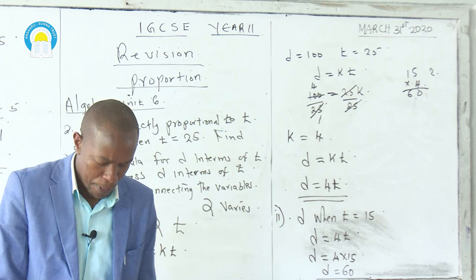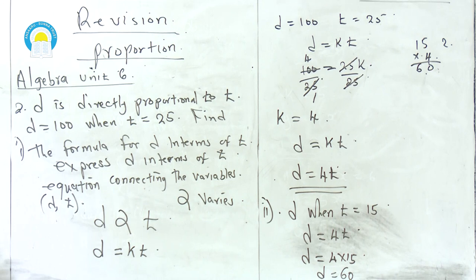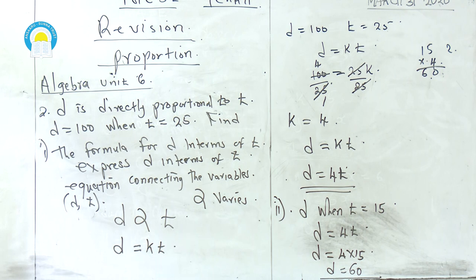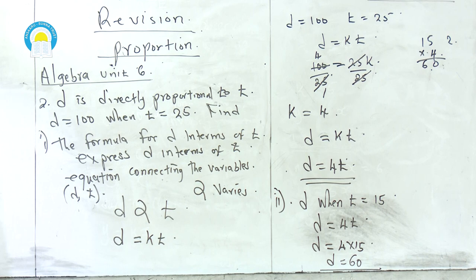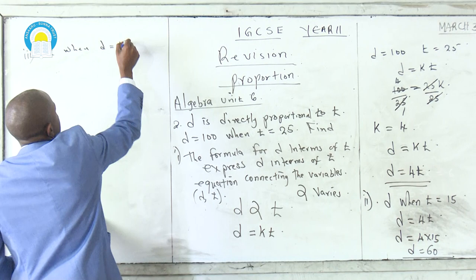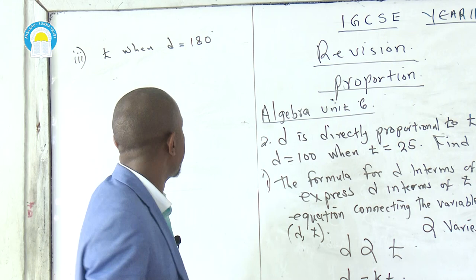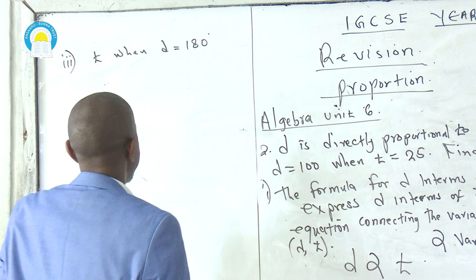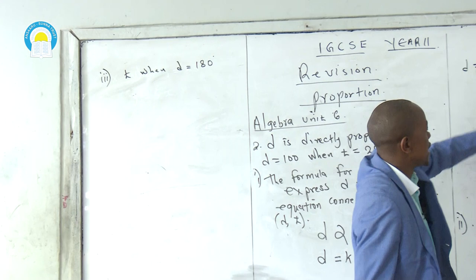Now, lastly on the same question, you are supposed to find T, but it's part 3. Find T when D is equal to 180. Now, it means we have to bring on board the equation that is connecting the variables.